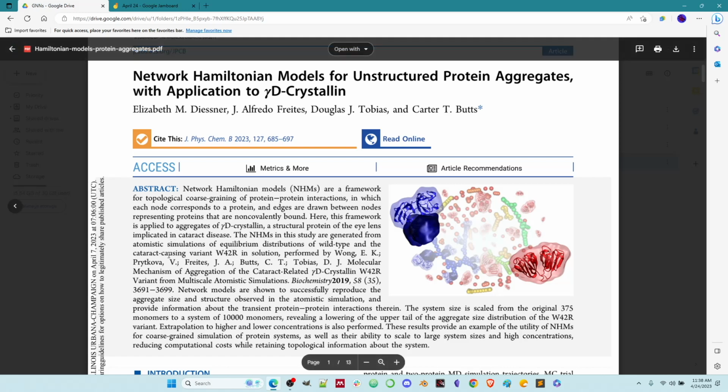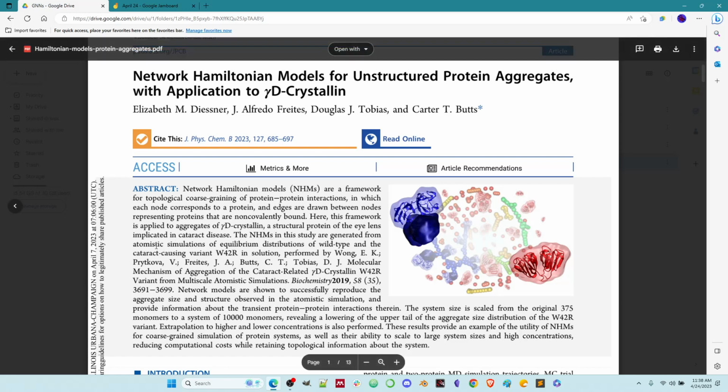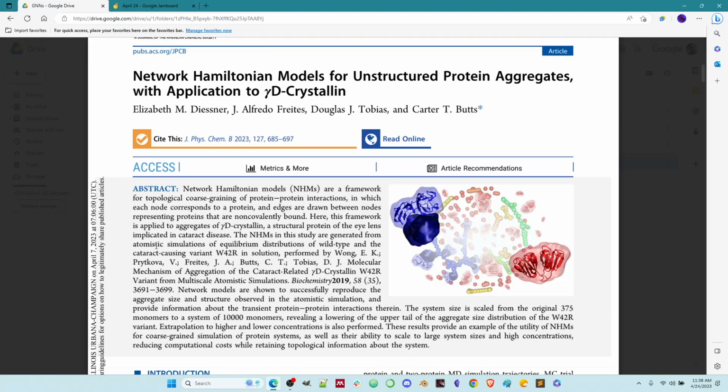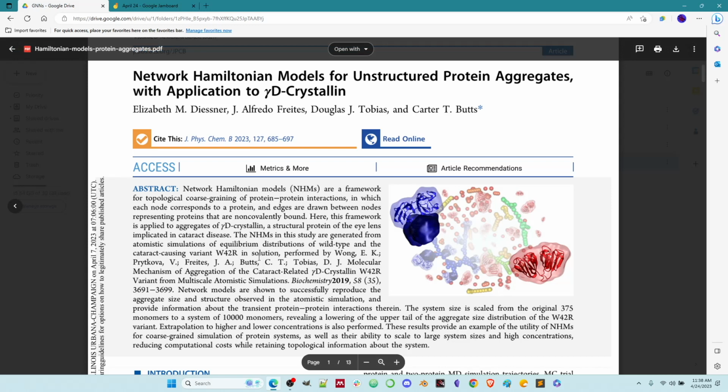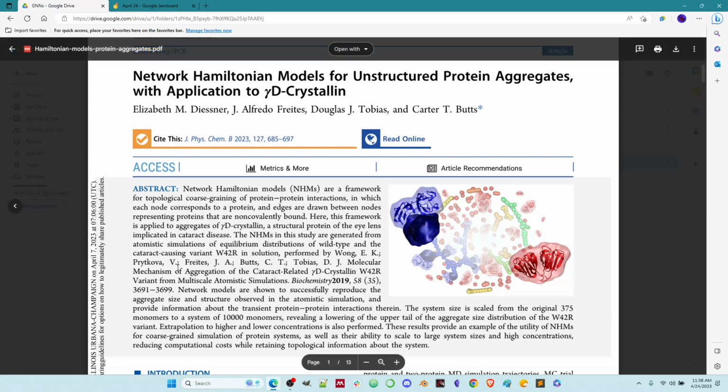So there's a mutational variant W42R that's cataract-causing, and we want to know how that is distinguished from the wild type, or people without this variant. Or I guess eyes. I don't know if it's in humans or not. So this kind of talks about this.